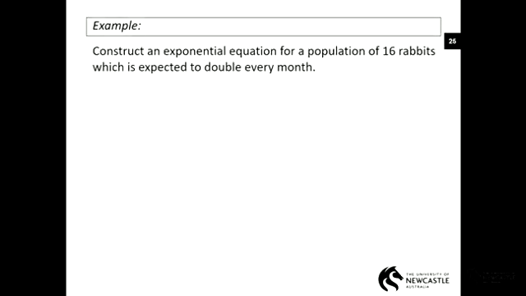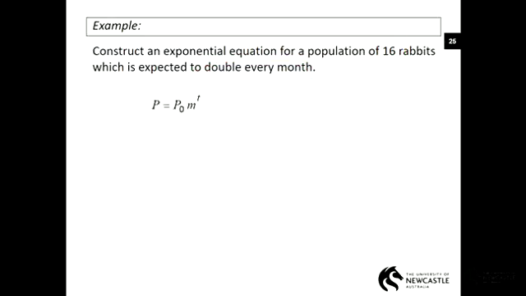Construct an exponential equation for a population of 16 rabbits, which is expected to double every month. The key info that I'm grabbing there is, well, I'm starting with 16 rabbits. That's my initial population. Expected to double every month, that's timesing by 2. So the population of rabbits after any number of months will be the initial population times the multiplying factor to the time. There's the equation already. 16 is the initial, 2 is the multiplying factor, raised to the t. And in this case, every month, all right, t's in months.